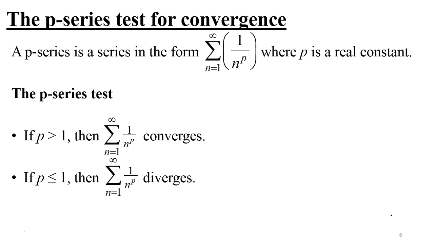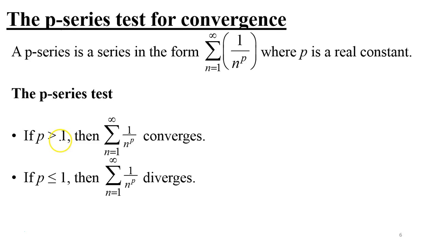Now, if we move to another test of convergence, which is the p-series test, which, by the way, could also be applied to the series that we just solved in the previous example. A p-series is in fact a series whose general term can be written in the form 1 over n to the p, where p is a real constant.